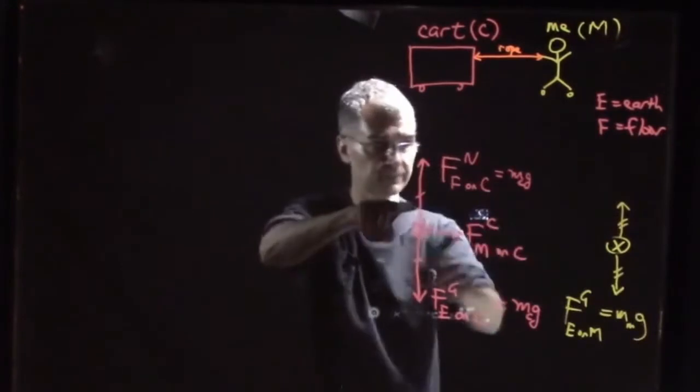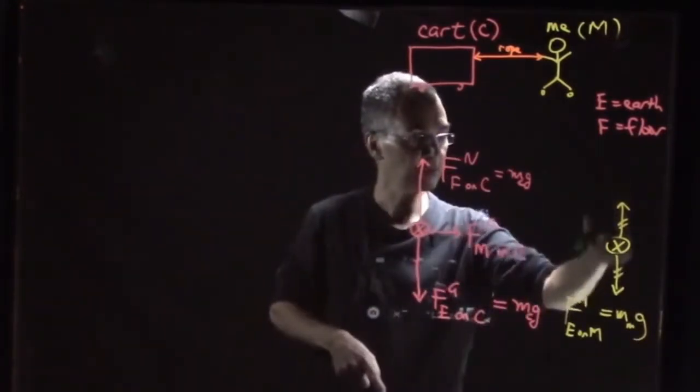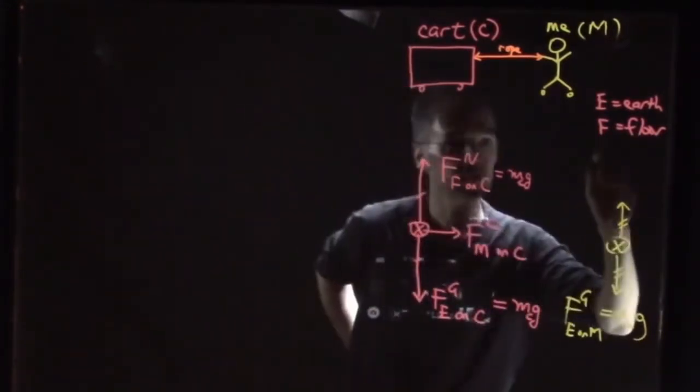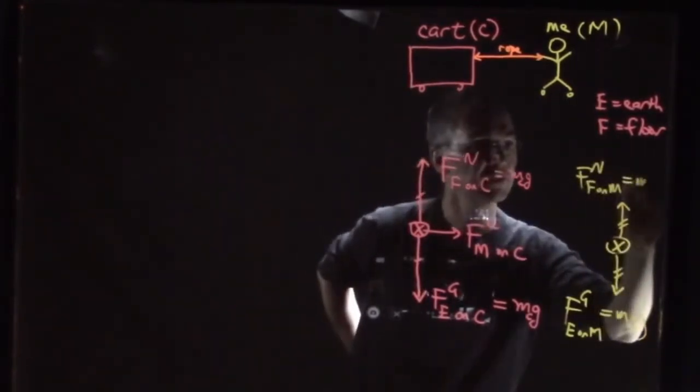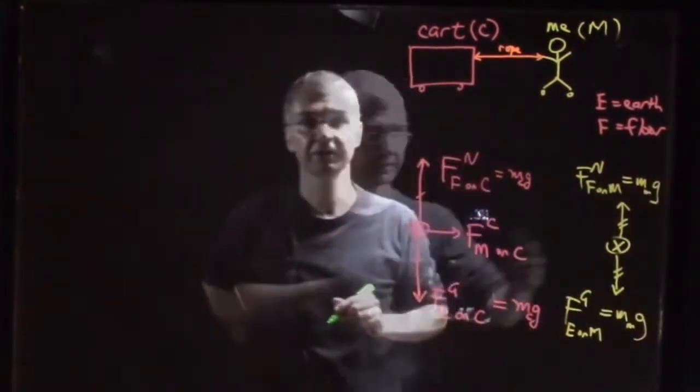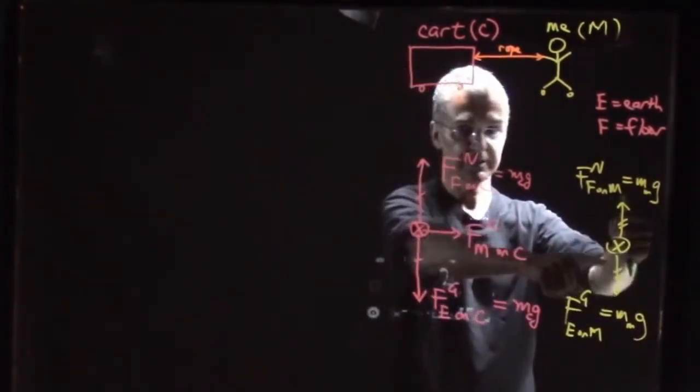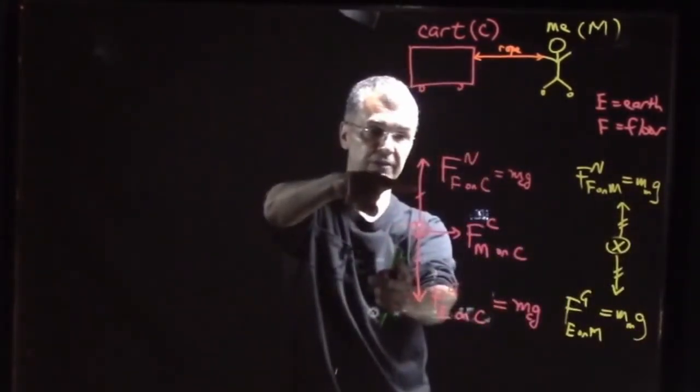Of course, it's different from this, but it's the same. I'm not accelerating upward or downward. So the normal force, this is the normal force by the floor on me, also equals my mass times g. These two forces balance. I'm not accelerating up or down. These two forces balance. The cart is not accelerating up or down.